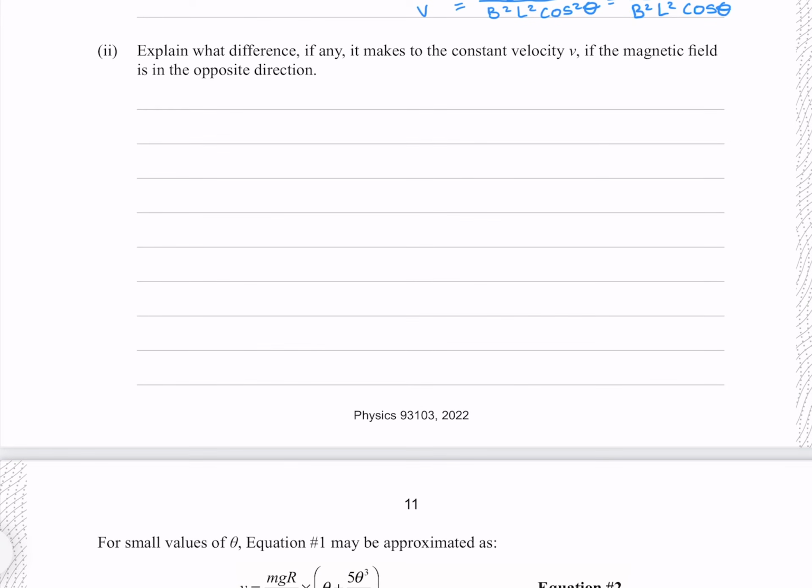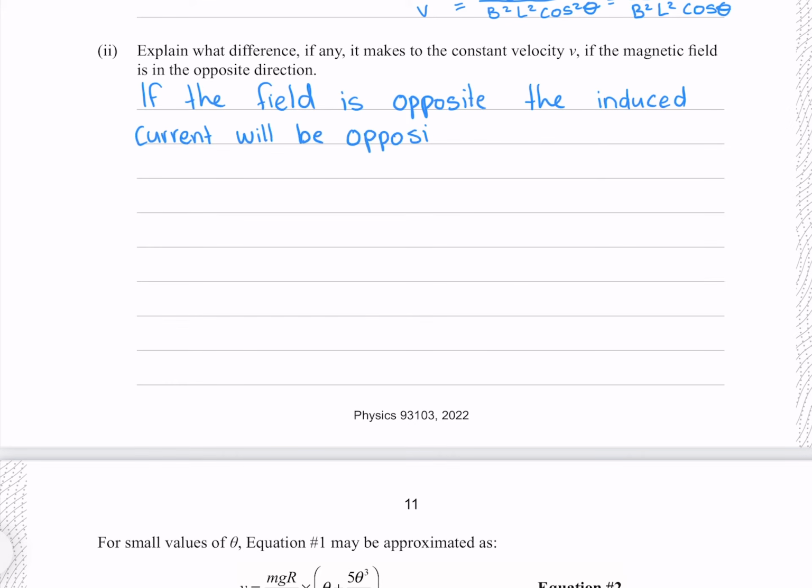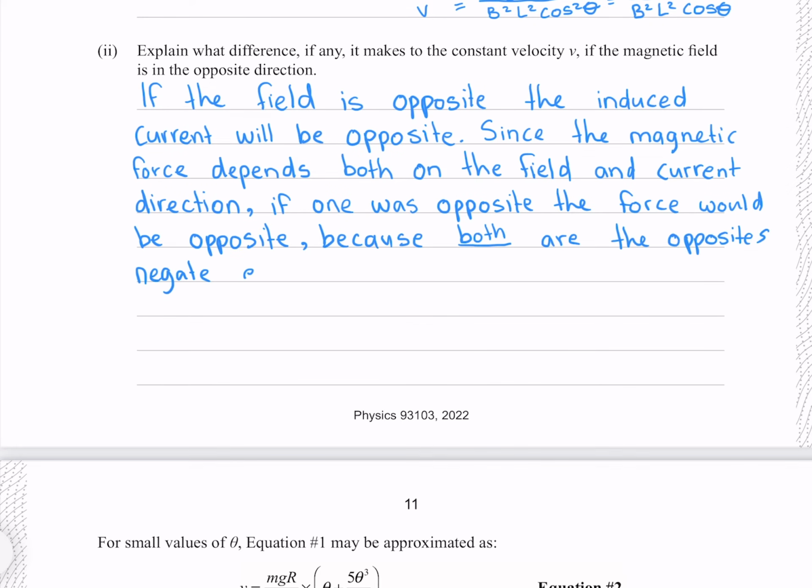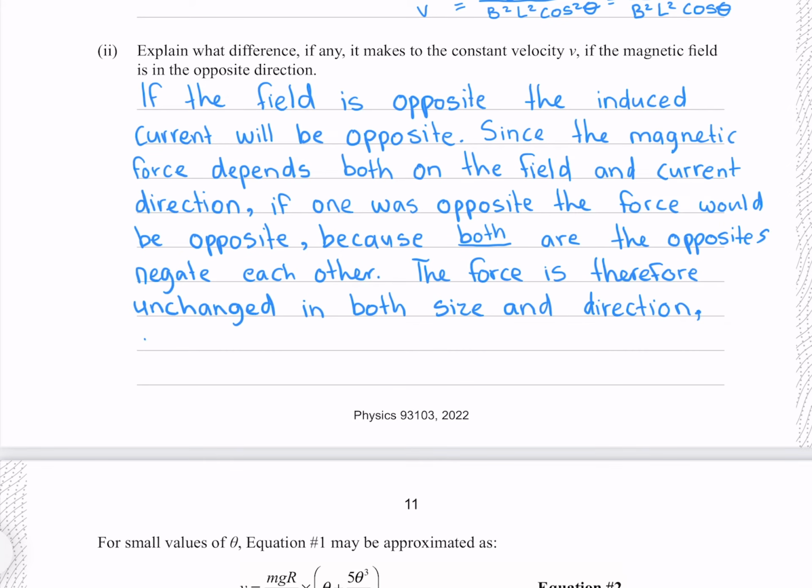Explain what difference, if any, it makes to the constant velocity v if the magnetic field is in the opposite direction. If the field is opposite, the induced current will be opposite, since the magnetic force depends on the field and current direction. If one was opposite, the force would be opposite. Because both are, the opposites negate each other. The force is therefore unchanged in both size and direction, and so too is the constant velocity.